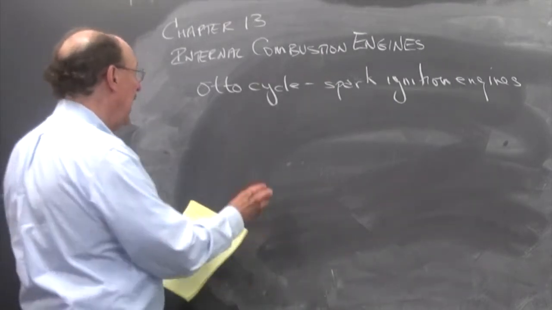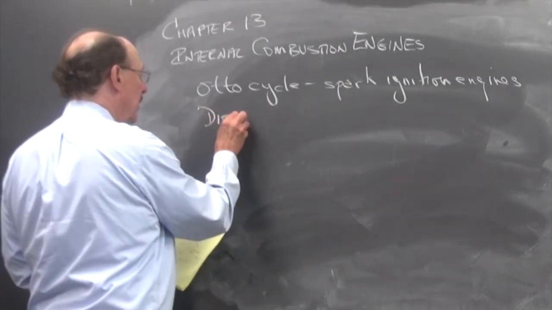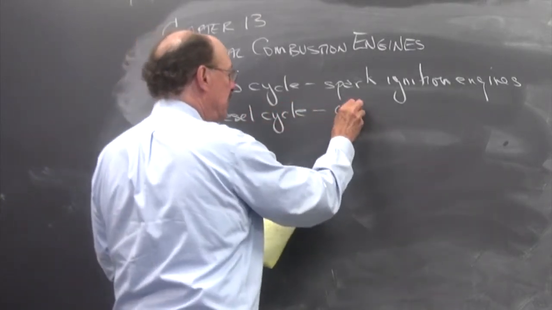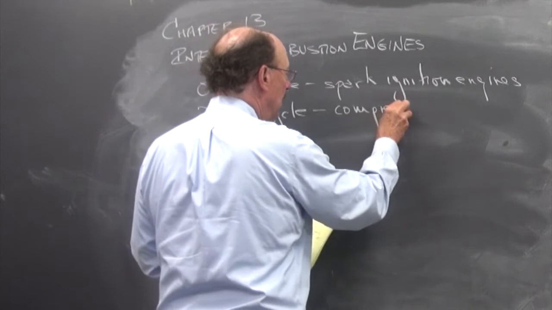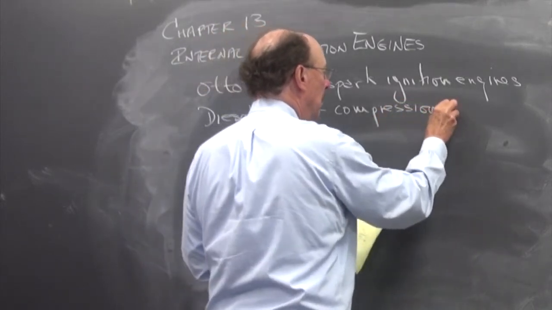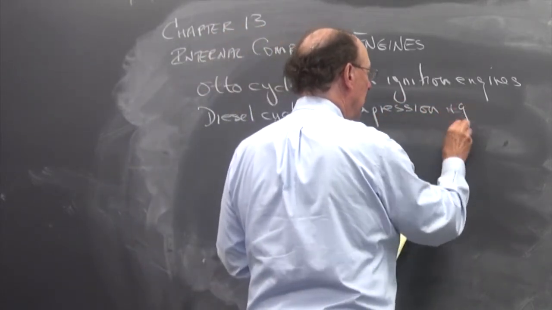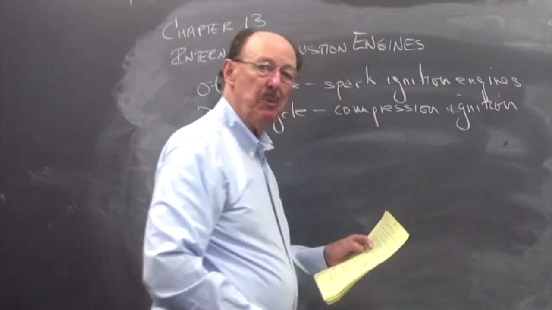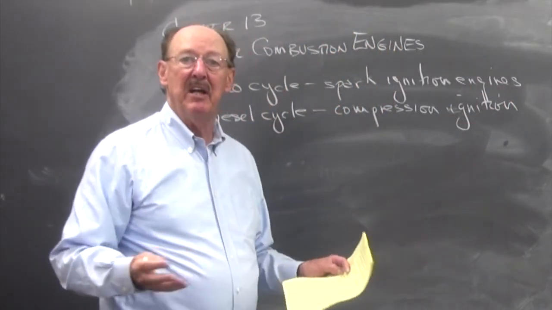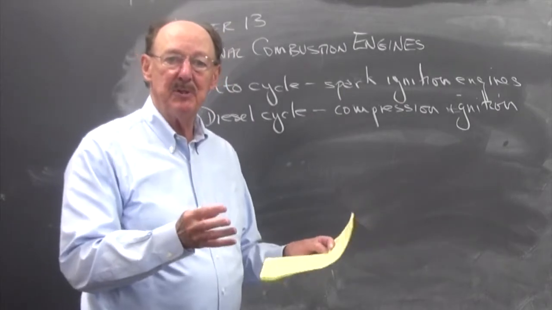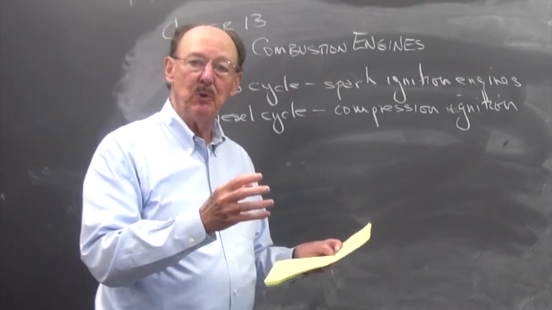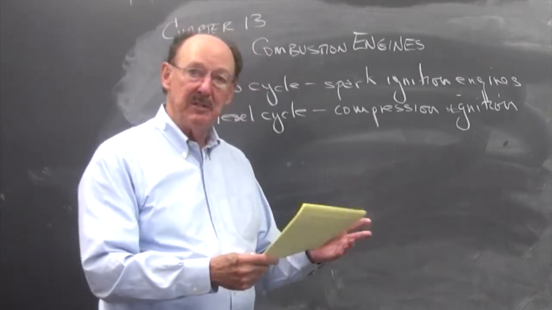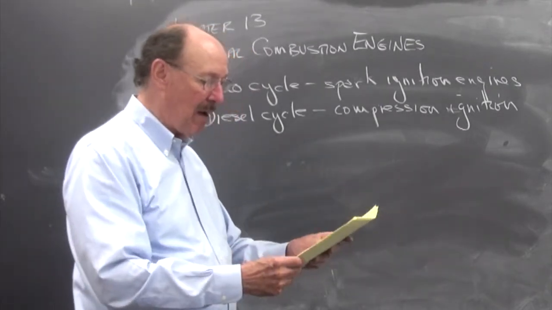And then we have a diesel cycle, which is compression ignition. In the compression ignition engine, what happens is you compress the air so the temperature is high enough that when you squirt diesel oil into it, it automatically burns. And so those are the two types of engines that we'll look at.